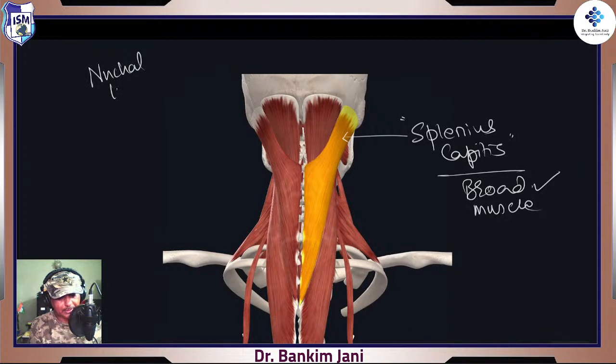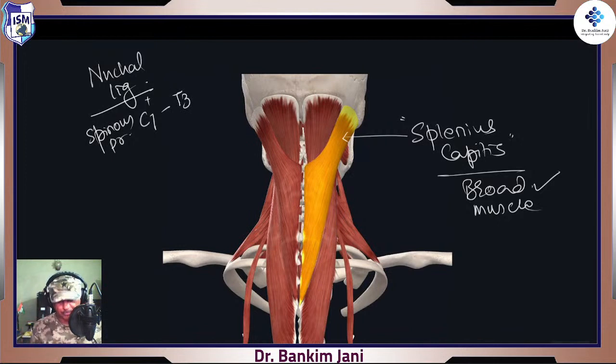It will start from the nuchal ligament, right? So the nuchal ligament is giving the surface area to it, plus the spinous processes. That means the center, right? Those spinous processes, it is center all the way from C7 to T3.